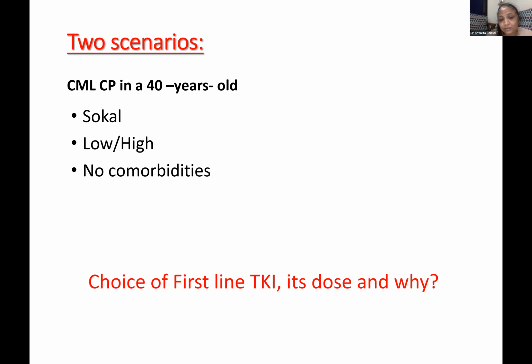And the other thing which I always feel is that once we are over with one TKI, there is always a choice of another TKI to be used in these patients. So my always preferred choice in these patients is imatinib. And there is no data which can suggest there is an overall survival benefit of using a second generation TKI. So imatinib is always a better choice.